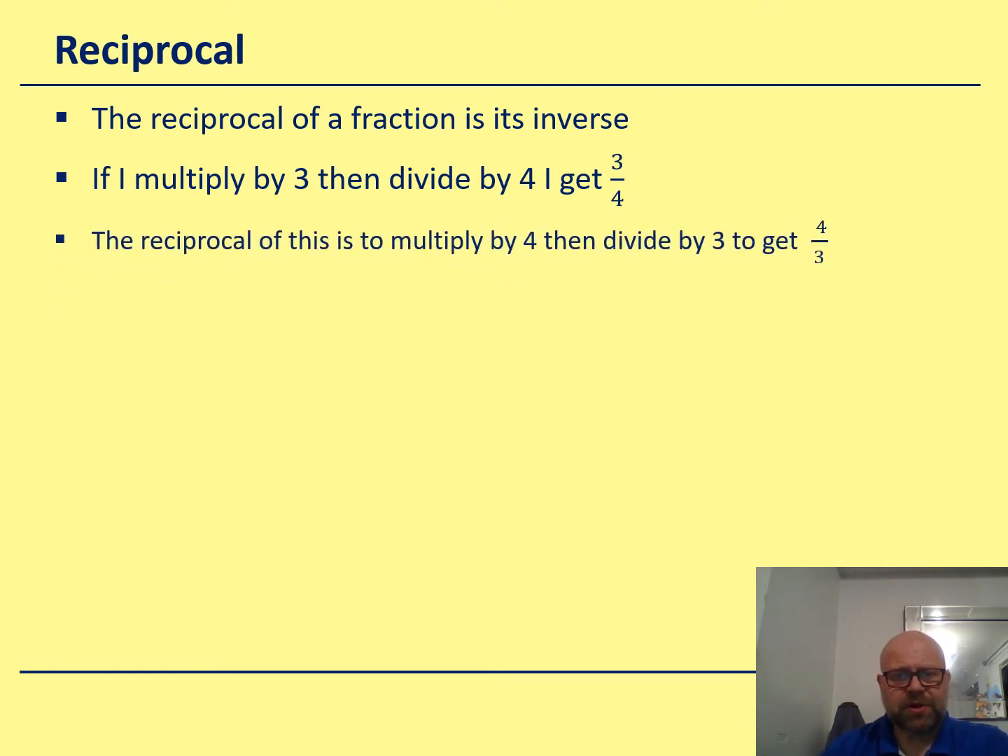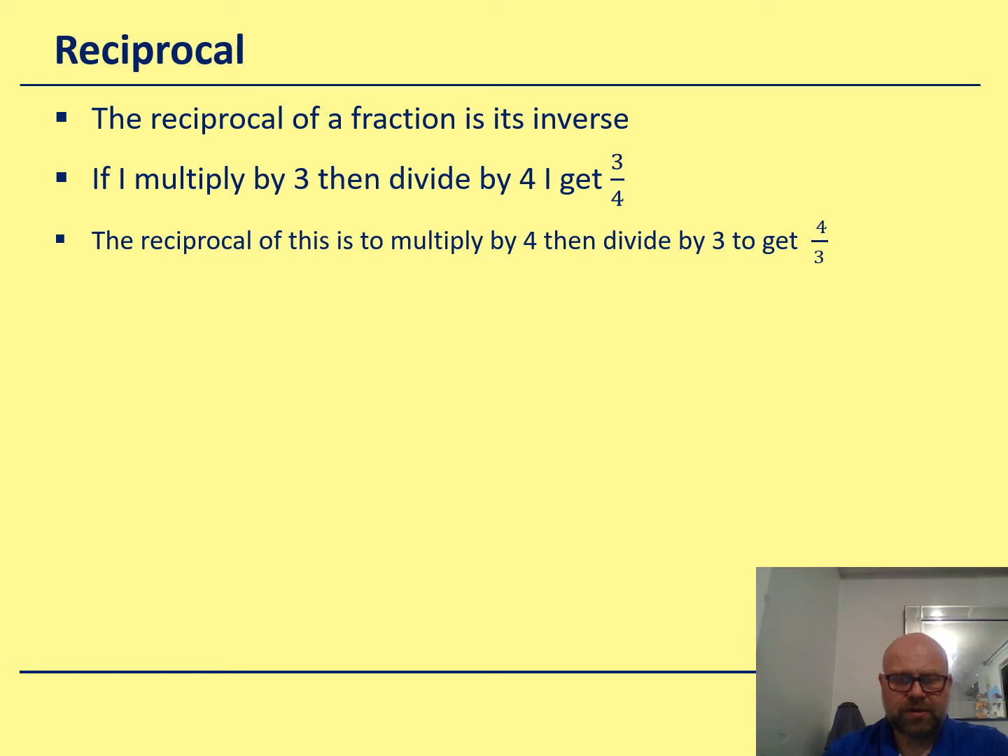The reciprocal of this is like the inverse of it. So instead of multiplying by 3 and dividing by 4, I multiply by 4 and divide by 3. So if I have 16 and I divide by 4 to get 4, I multiply by 3 to get 12. If I do the inverse of this, I go back to 16. So 12 times 4 is 48. 48 divided by 3 is 16.